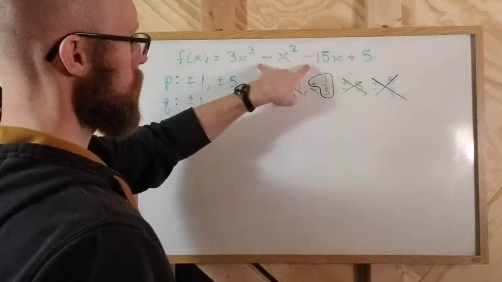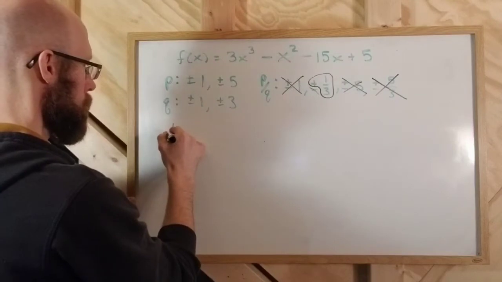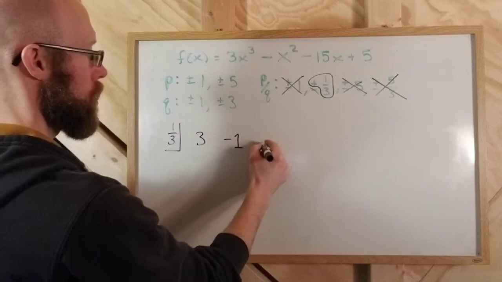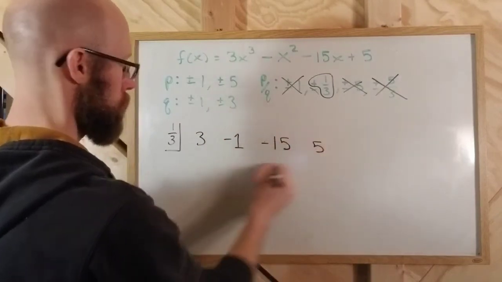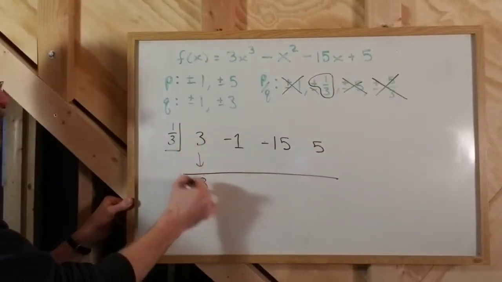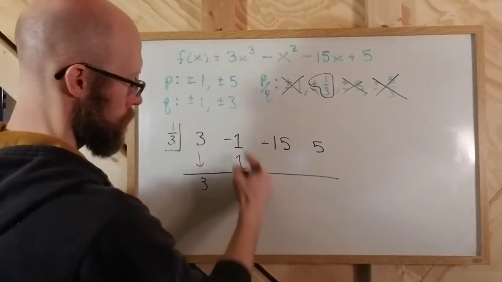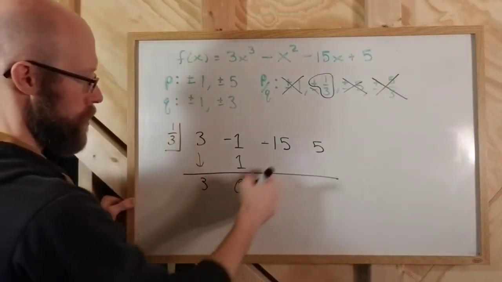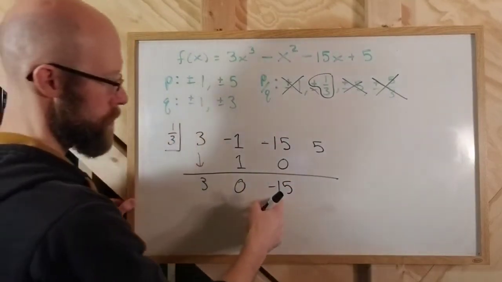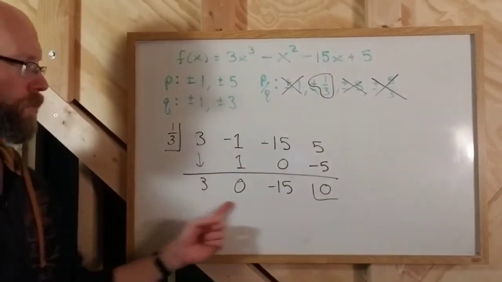Well, I'm going to reduce this down to the depressed polynomial by synthetically dividing by the 1/3. So I have 3, negative 1, negative 15, and 5. I'm going to bring down my 3. 1/3 times 3 is 1. Negative 1 plus 1 is 0. Multiply to get 0. 1/3 times negative 15 is negative 5. Remainder 0. So what do these numbers represent?